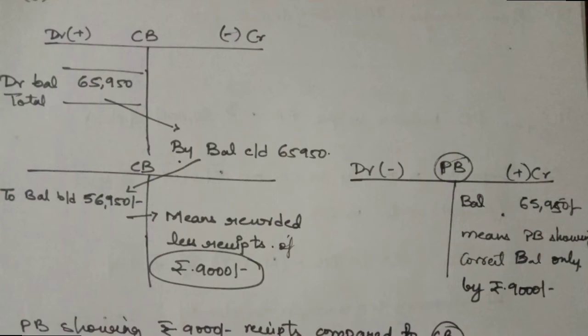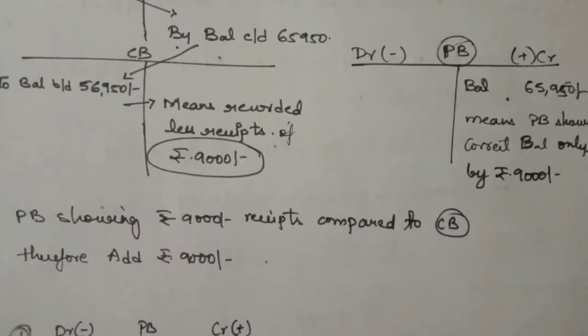So the passbook is showing rupees 9,000 receipts higher compared to the cash book. Therefore, this 9,000 should be rectified by adding it to the overdraft balance as per passbook. Okay, overdraft balance as per passbook.